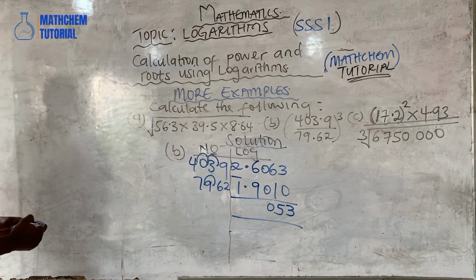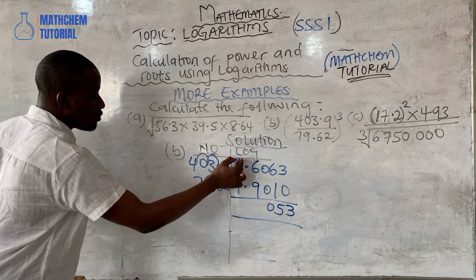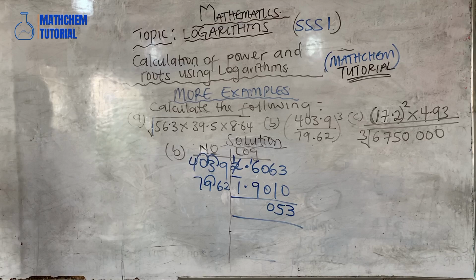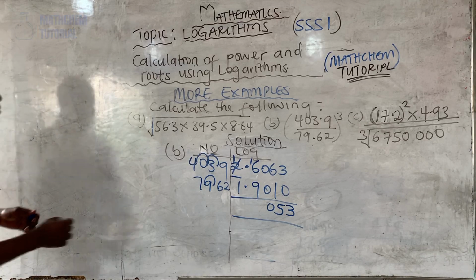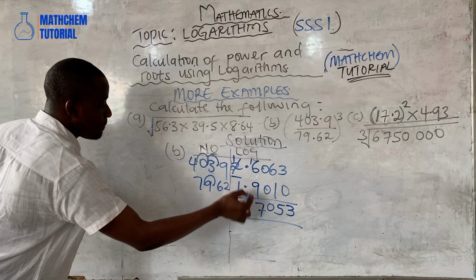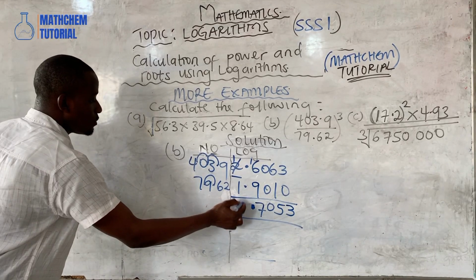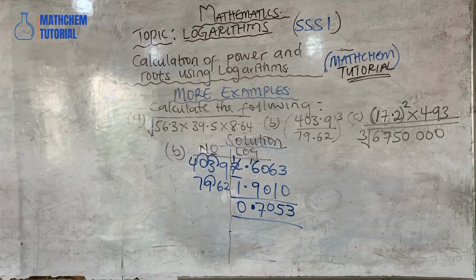6 minus 9, that's actually impossible. Then I'll borrow 1 from here, making 16, and here will remain 1. 16 minus 9, that is 7. So I'll come here and write my 7. My decimal point will still remain at the same point. 1 minus 1, that is 0. So I have it as 0.7053.